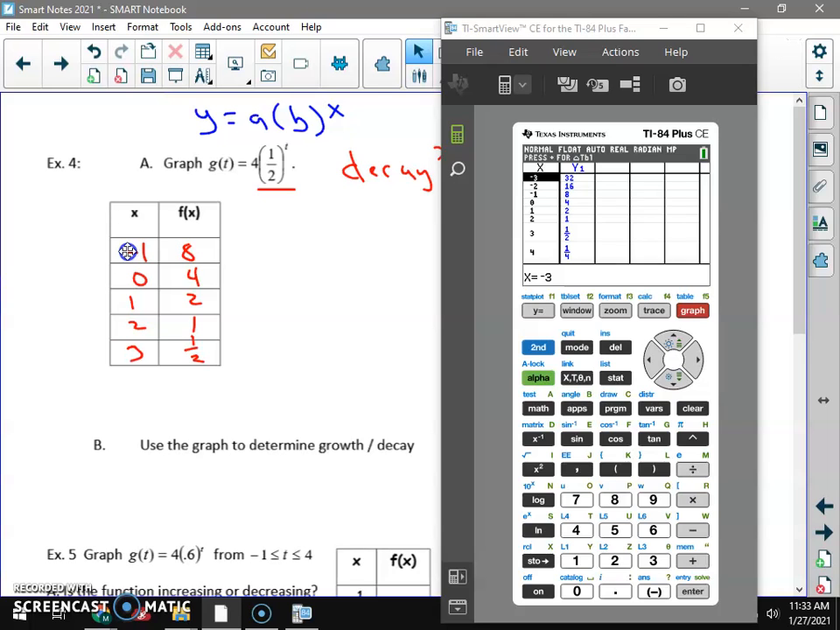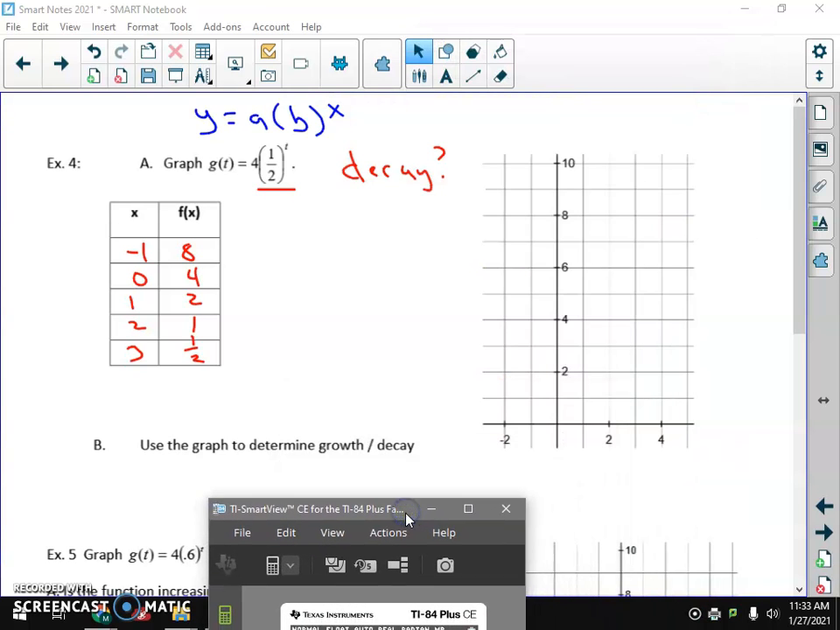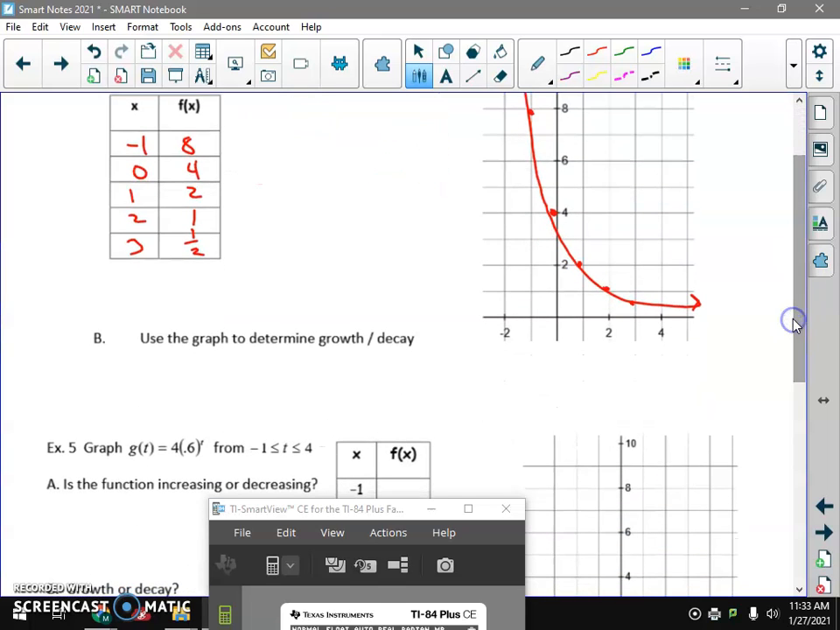Let's move our calculator out of the way for a second. -1 to the left, 8 up. Don't go over, just go up 4. 1 to the right, up 2. Over 2, up 1. And over 3, up a half. Again, somewhere between 0 and 1. If I connect all these, I get this nice backwards J decreasing. Remember when you draw it, don't go over the x-axis. And we're going to circle: it's definitely decaying.